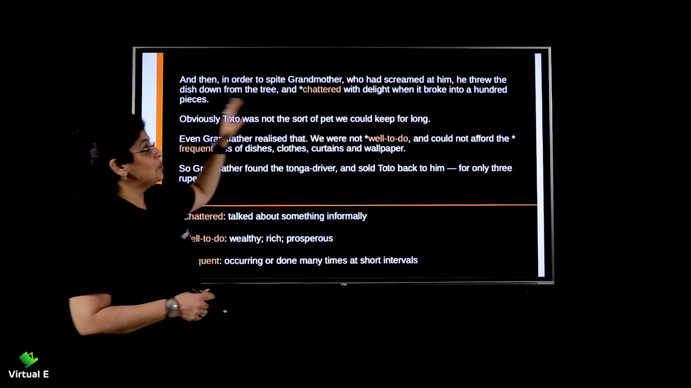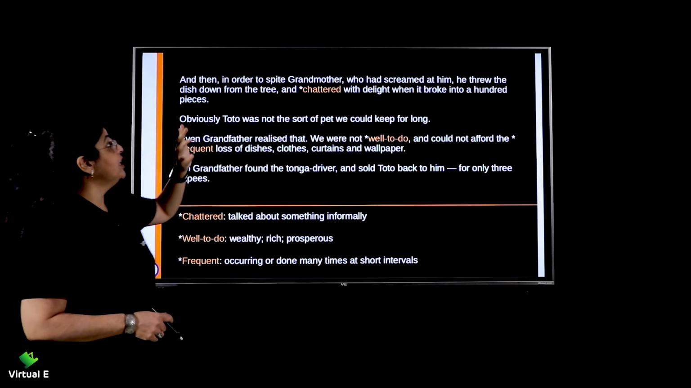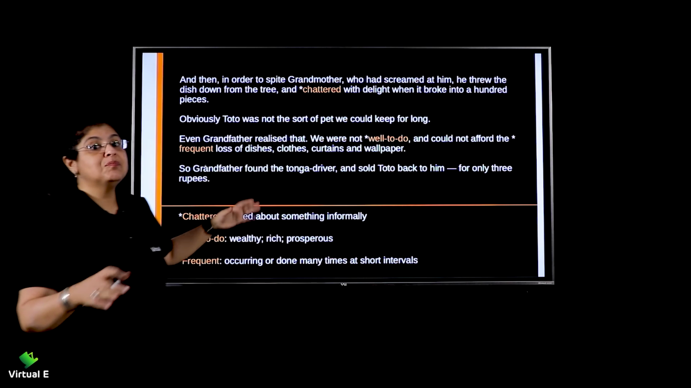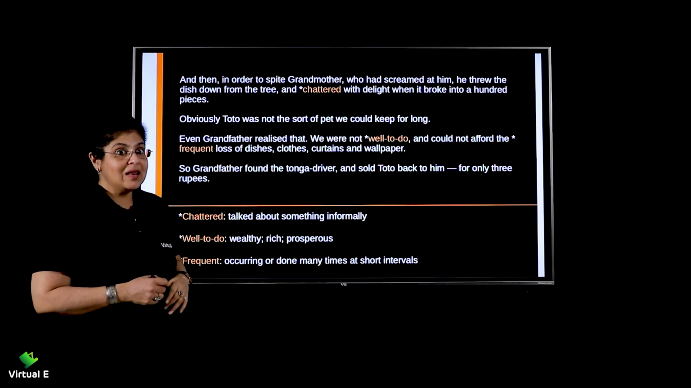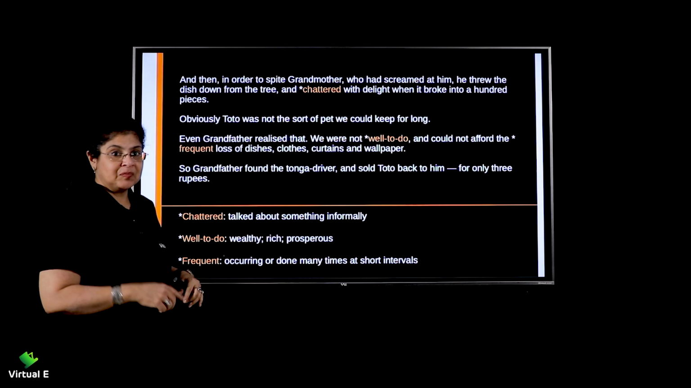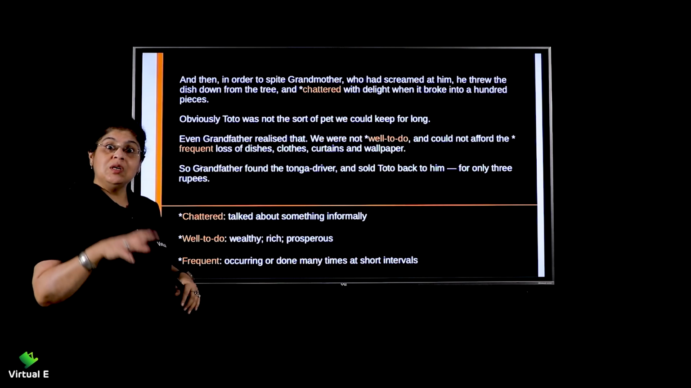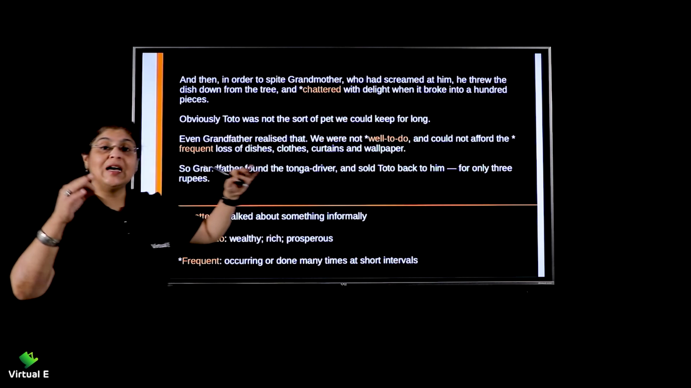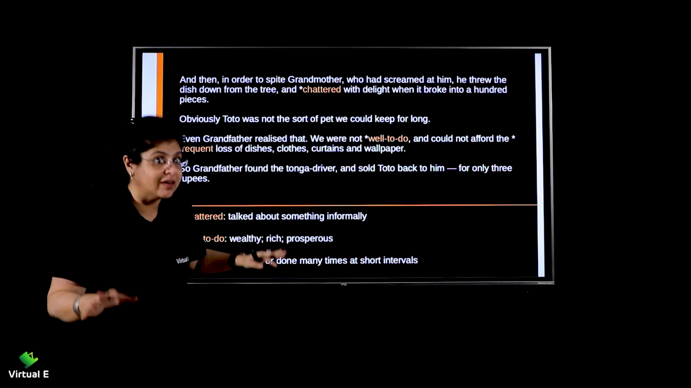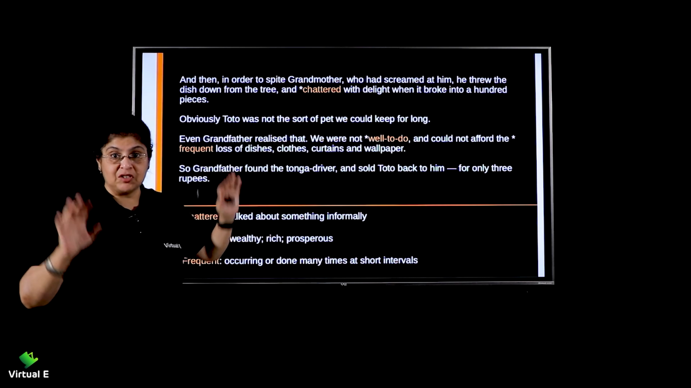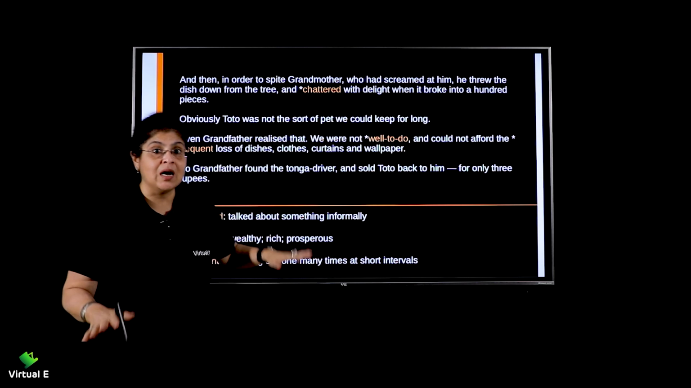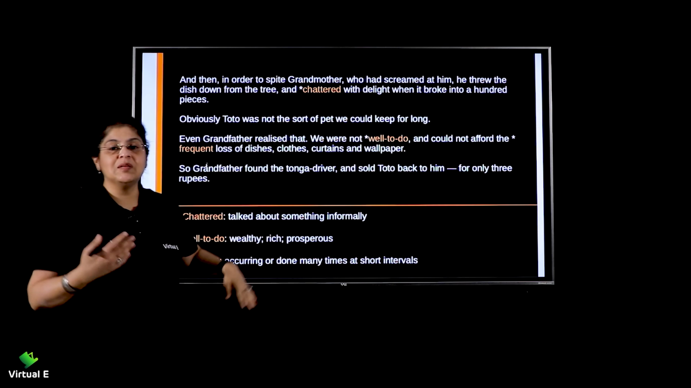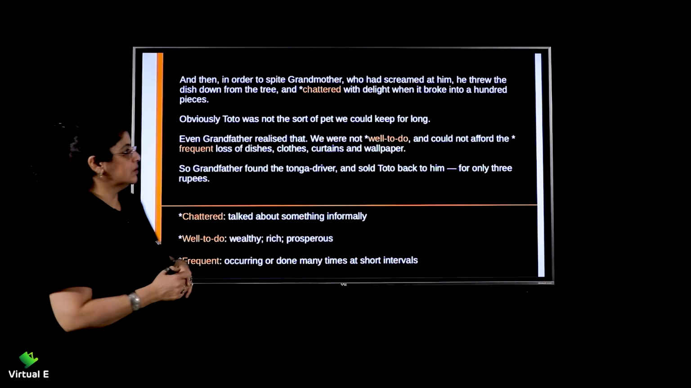And then, in order to spite grandmother, who had screamed at him, he threw the dish down from the tree and chattered with delight when it broke into 100 pieces. Now, because grandma had shouted at him, she had screamed when she saw him eating that pulao. So literally, in order to take revenge, sort of, he actually threw that dish after eating all the rice, every grain of it. He literally threw that plate from the tree, and when it broke into 100 pieces, he was just happy about the whole thing. He chattered, as in, he made that sound.